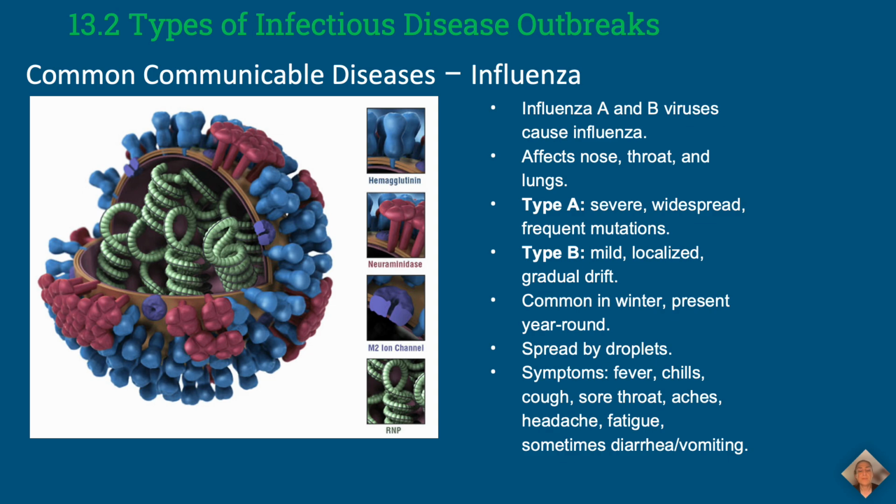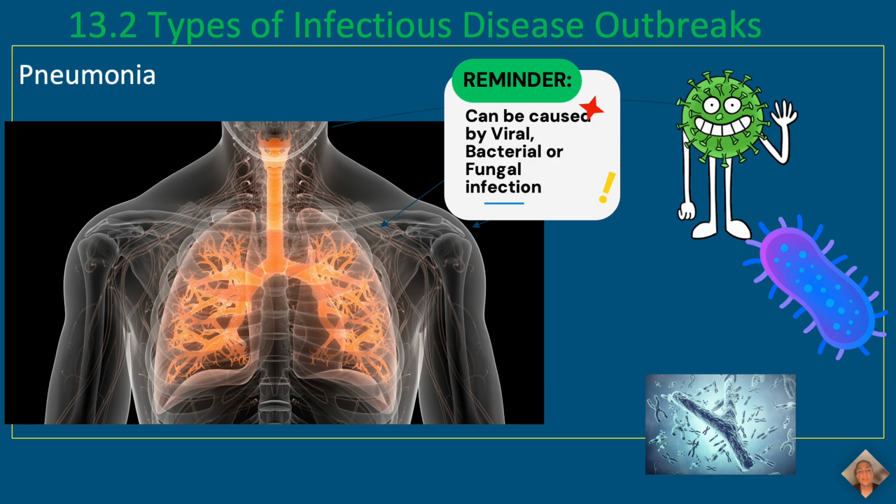We see symptoms which are fever, chills, cough, sore throat, nasal congestion, body aches, headaches, fatigue, and sometimes diarrhea and vomiting. So lung infection can cause mild to severe illness in all ages. And we're going to look at this in the United States, where we see this is influenza, RSV, and SARS-CoV-2.